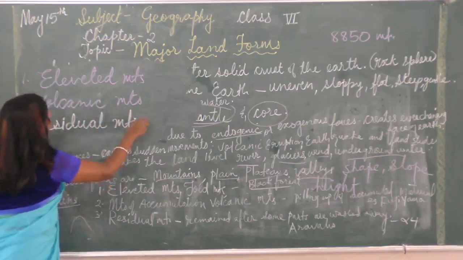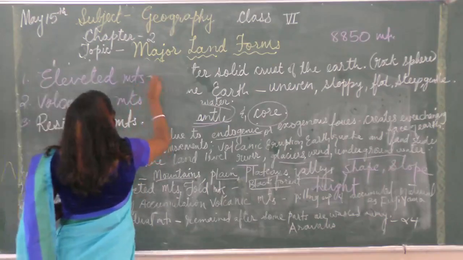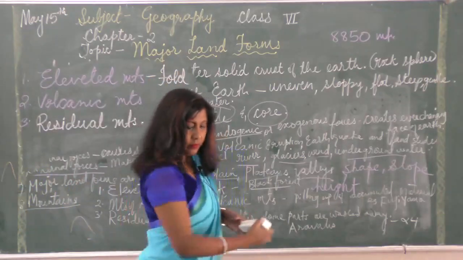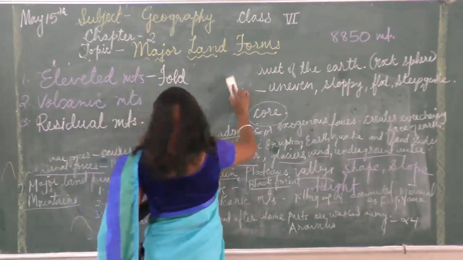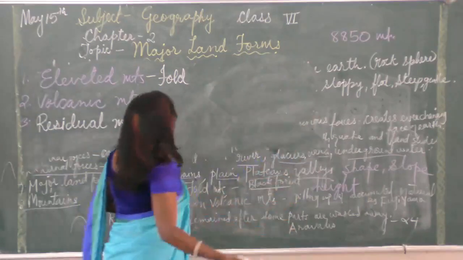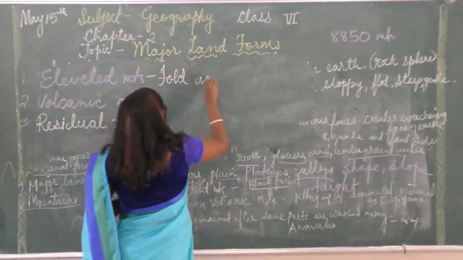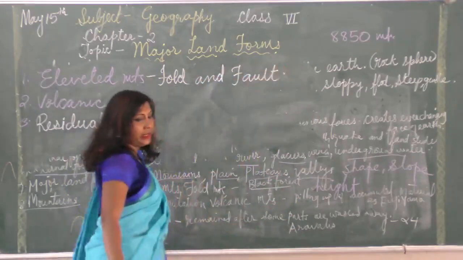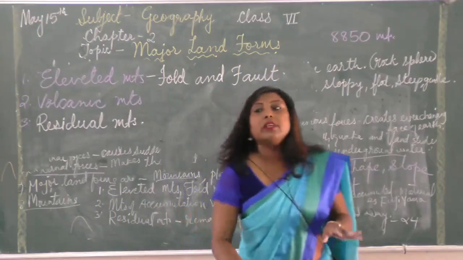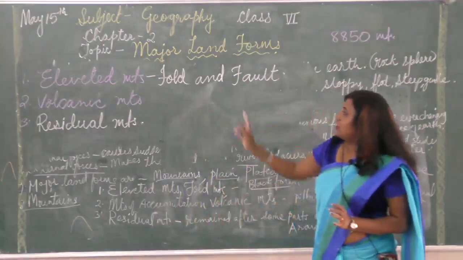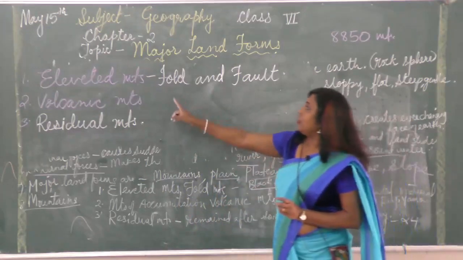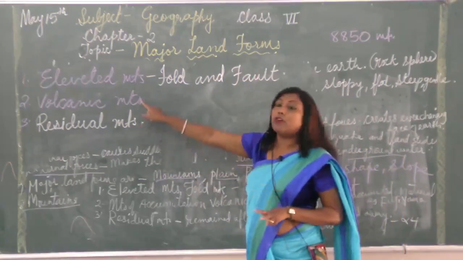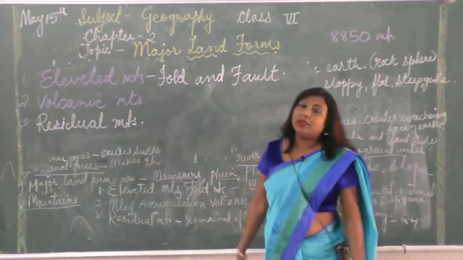Residual mountains. Now, in the elevated mountains we have the fold and fault mountains. Now, mountains are of 3 types. One is the elevated mountain, and in the elevated mountain we have got the fold mountains and the fault mountain. The second type of mountain is a volcanic mountain, and the third type is residual mountain.